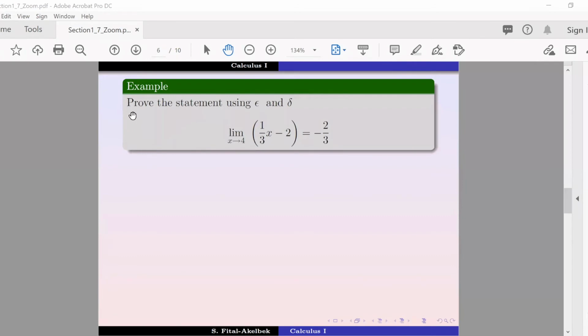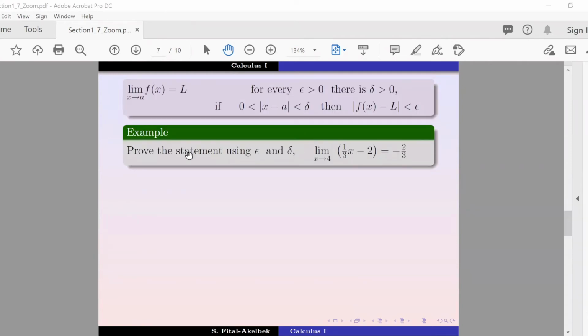Our next example is to prove this statement using epsilon and delta: the limit as x goes to 4 of 1/3 x minus 2 is equal to negative 2/3. If you would like to calculate that limit, we can certainly take the 4, substitute for x and perform the calculations, and we will definitely get negative 2/3. So the limit indeed is negative 2/3. I rewrote this question right here using a statement because I would like to see the definition.